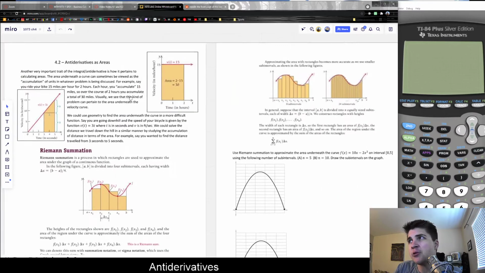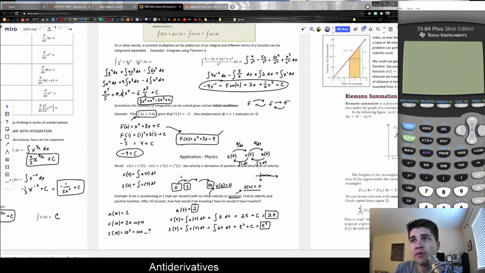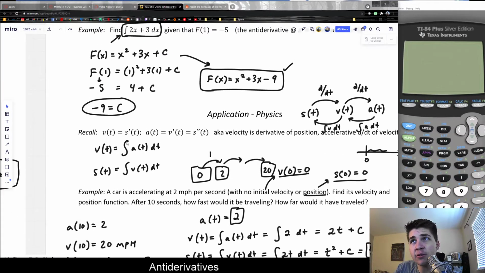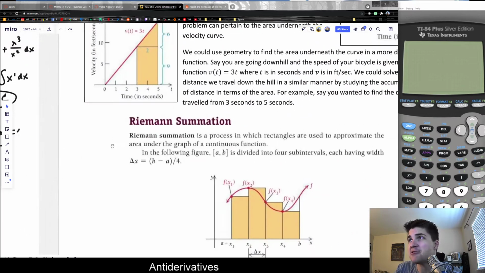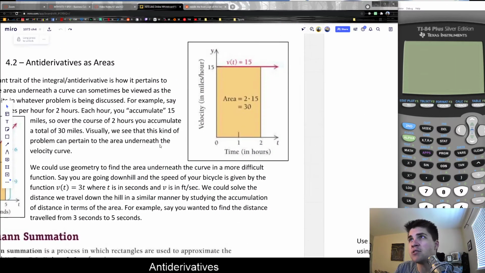Not to get ahead of ourselves, but what an antiderivative does geometrically is that an integral symbol can be used to figure out the area underneath a curve. And it can be used to solve a whole lot of other things too, but the logic of this is not obvious unless you spend a lot of time thinking about it. But let's look at this example.